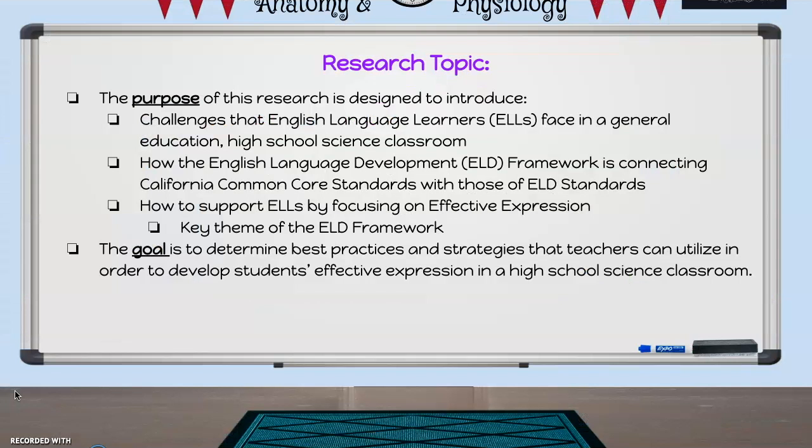So the purpose of my research topic is designed to introduce challenges that English learners, or ELLs, face in a general education high school science classroom, how the English language development, or the ELD framework, is connecting the California Common Core state standards with those of ELD standards, and how to support ELLs by focusing on their effective expression, which is one of the key themes of the ELD framework. And the goal of my research topic is to determine best practices and strategies that teachers can utilize in order to develop their students' effective expression in a high school science classroom.